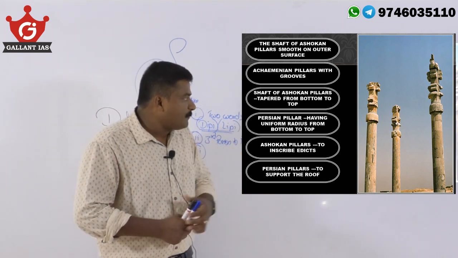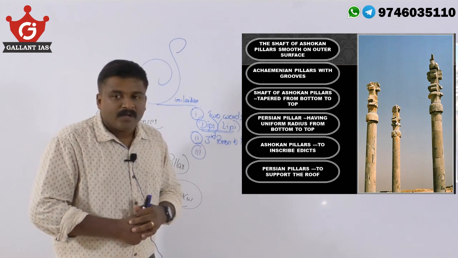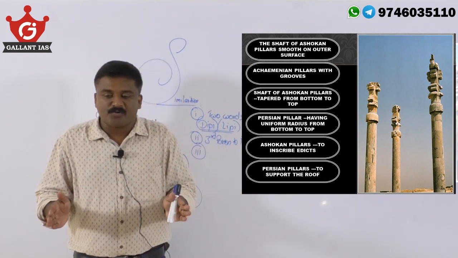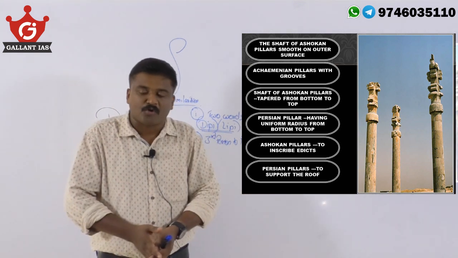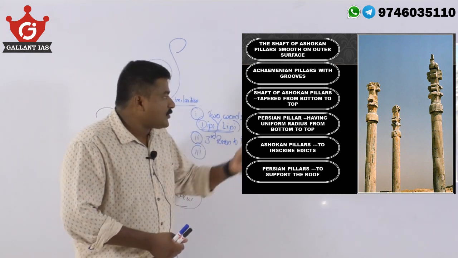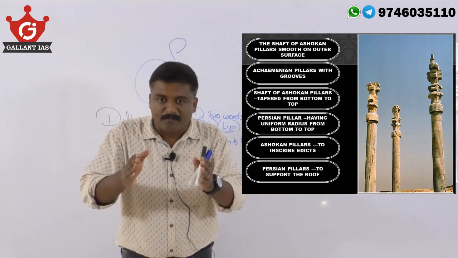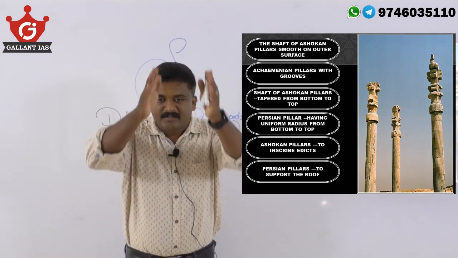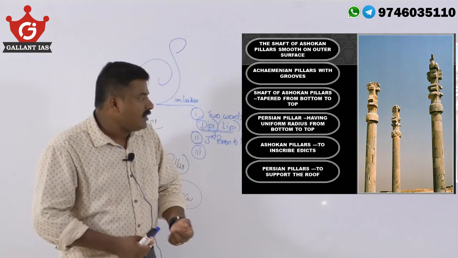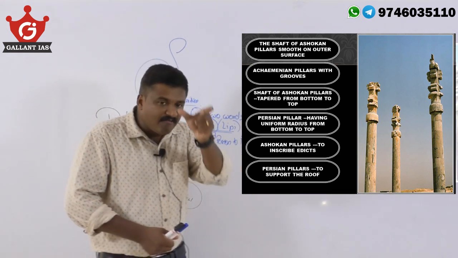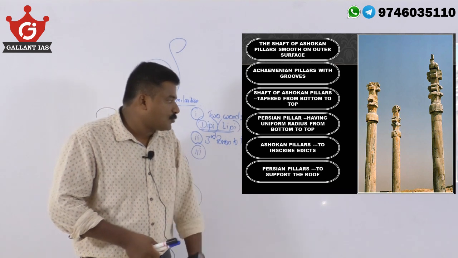The shaft of the Ashokan pillars tapered from bottom to top. They do not have a uniform radius, but these Persian pillars have a uniform radius from top to bottom. But Ashokan pillars, you can see, are tapering from bottom to top. So that is a feature of the Ashokan pillar. But this Persian pillar has a uniform radius from bottom to top.